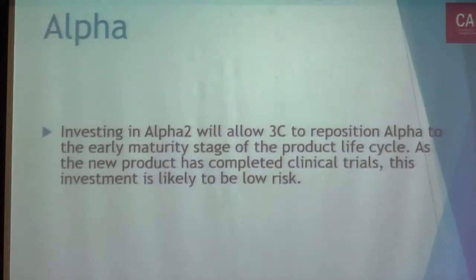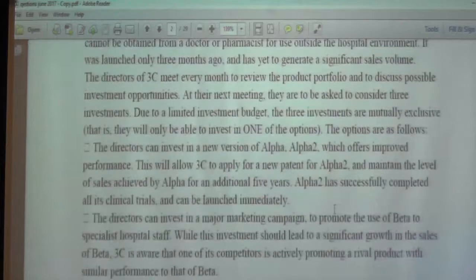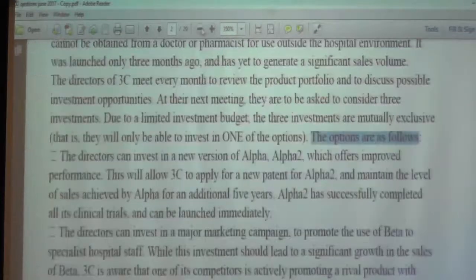So it says, first point, investing in... first of all, guys, can we quickly go through these 3 investments, because even I can't remember what the 3 investments are. It starts from here. The options are as follows. Yeah, that's where it starts. Towards the latter part of your page, the options are as follows, and then it says, directors can invest in a new version of alpha.